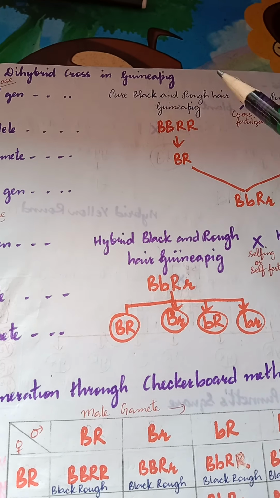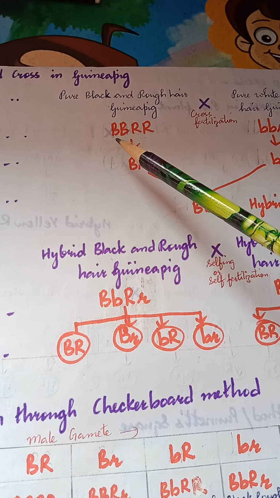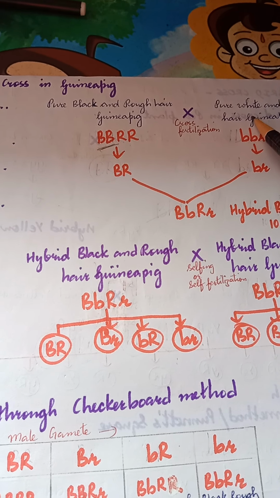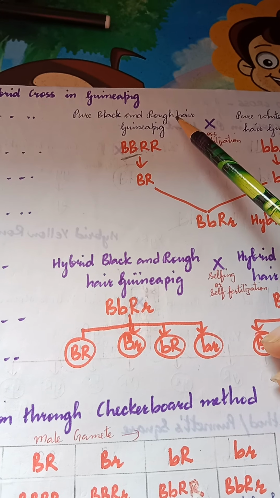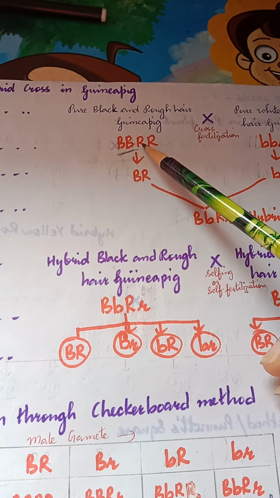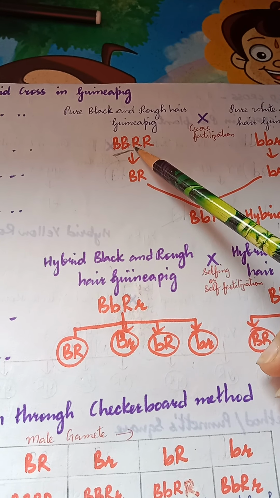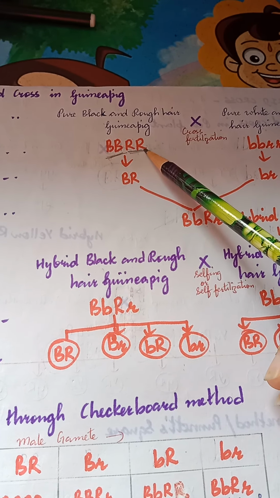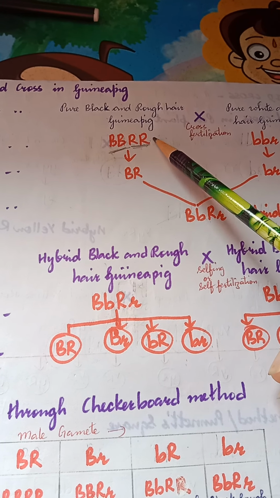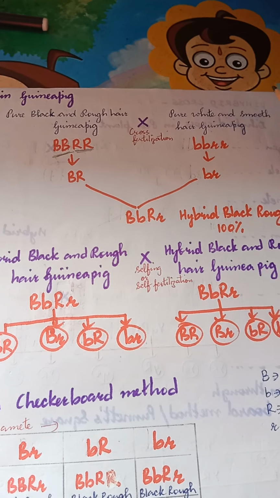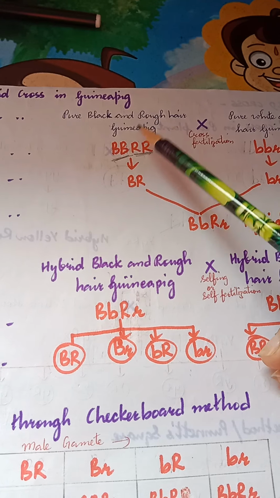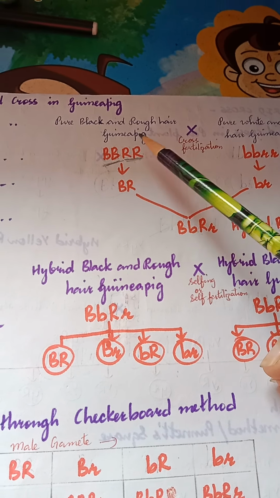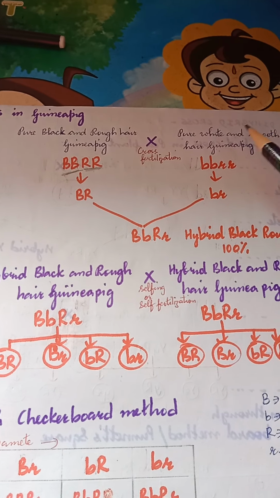Next is the allele. The allele for black hair will be capital B, because black dominates over white hair. Similarly, we need to write the alleles for rough hair. The allele for rough hair will be R, for rough. Both the alleles are the same, and it is written in capital letter, which means it also dominates over smooth. So the allele for black hair is capital B and the allele for rough hair is capital R, because black and rough dominate over white and smooth.